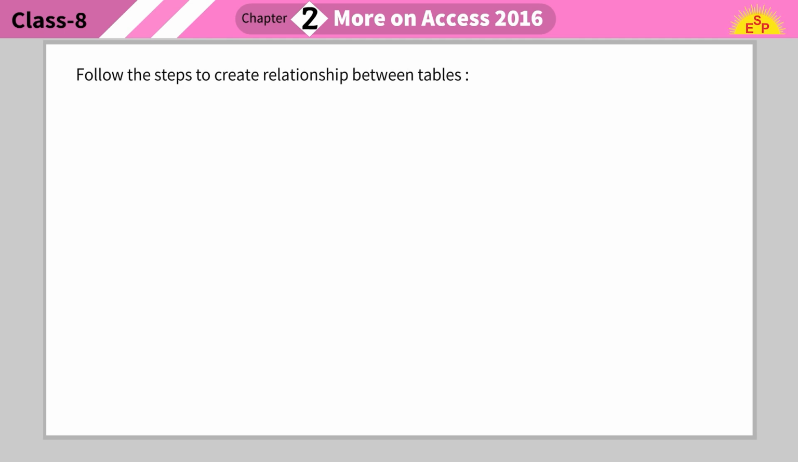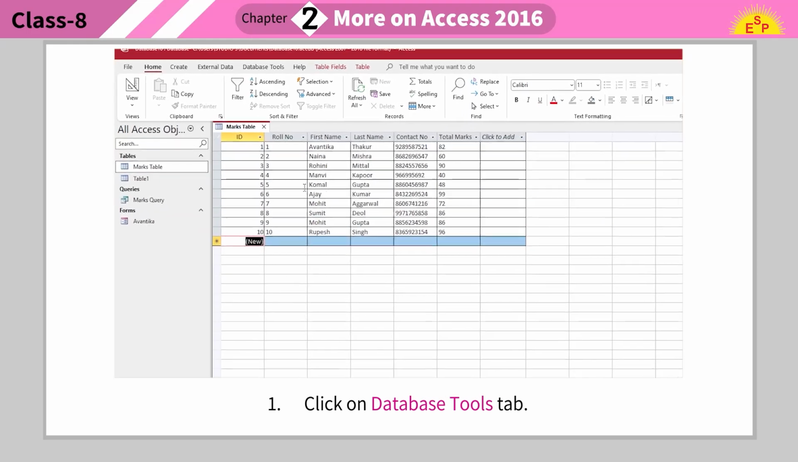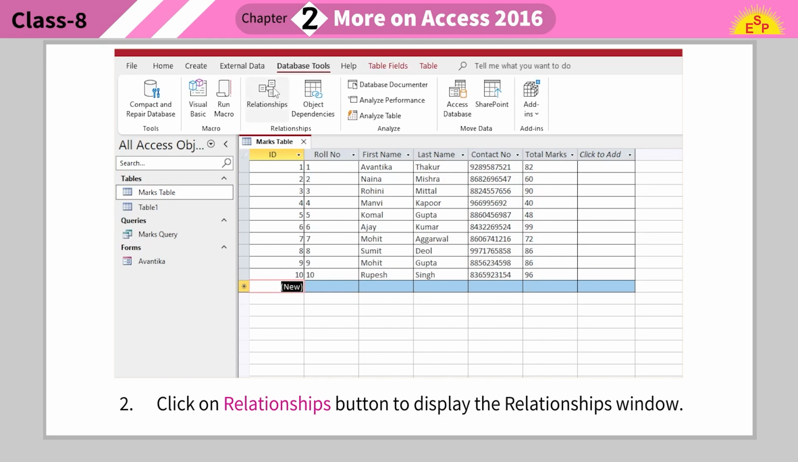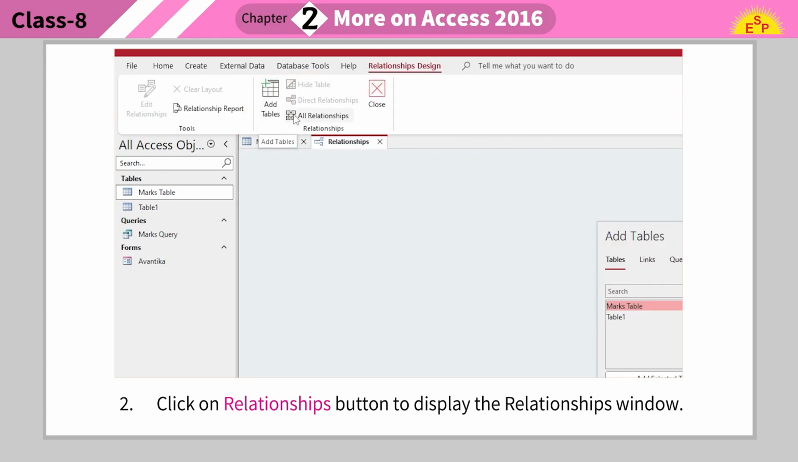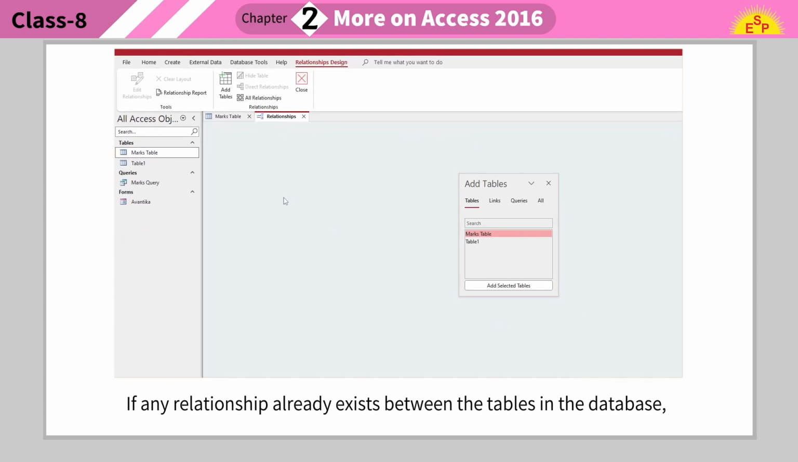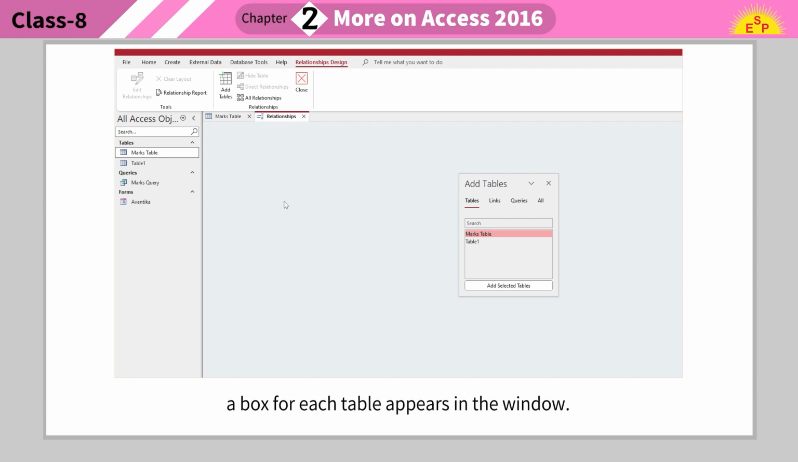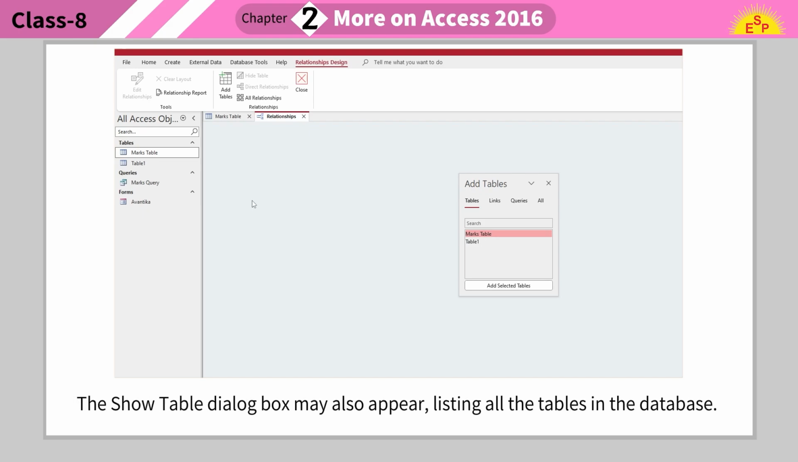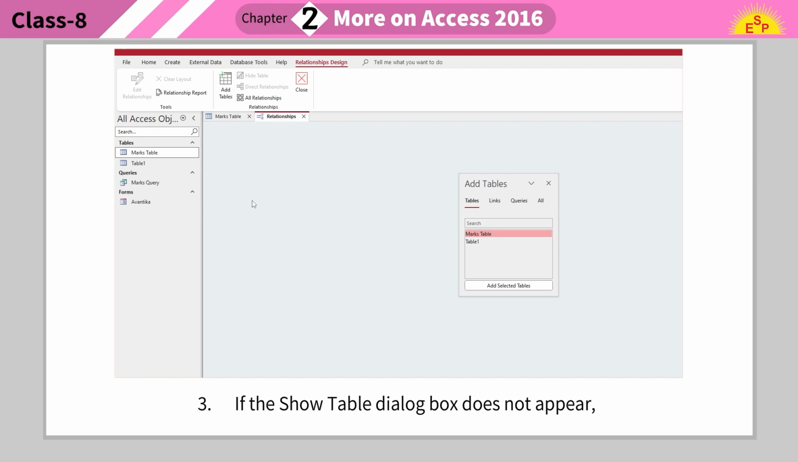Follow the steps to create relationship between tables. Step 1. Click on Database Tools tab. Step 2. Click on Relationships button to display the Relationships window. The Relationships window appears. If any relationship already exists between the tables in the database, a box for each table appears in the window. The Show Table dialog box may also appear, listing all the tables in the database.